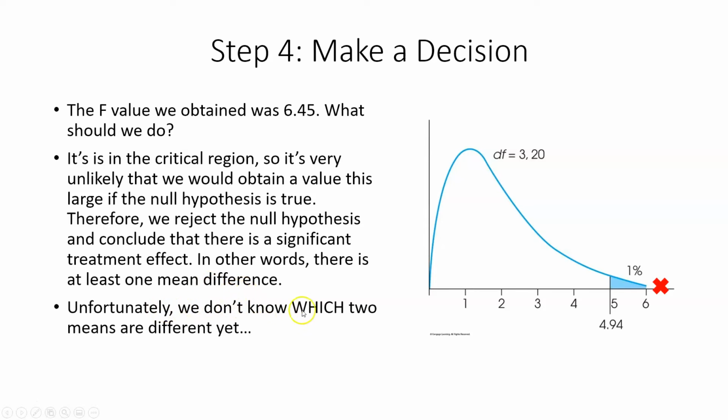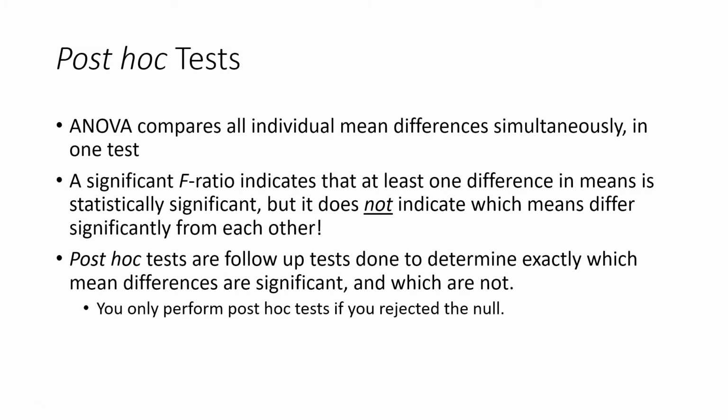But we don't yet know which two means are different. All we know is that across those four conditions of reading once, reading twice, answering pre-written questions and answering questions that you've written yourself, all we know is that there's a difference somewhere. But we still have to figure out where is the difference. In order to do that, we run what are called post hoc tests. Post hoc is Latin for after the fact. So after we've run our ANOVA, then we can run these after the fact tests, these post hoc tests.